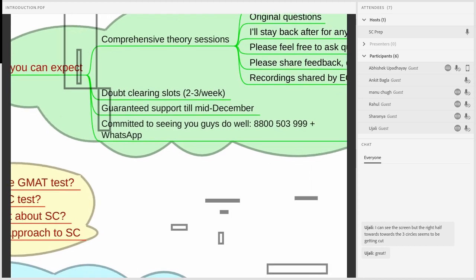Now, apart from the theory sessions, we will also set up regular doubt clearing slots. I'm fully aware that you will be practicing a lot of material on your own. Support will be there for you when it comes to material outside our theory sessions as well. All of this support for your doubts will continue till the end of December. I know that we are targeting 4 to 5 weeks for the theory sessions, so that we end in time for most of your GMAT dates. But just in case you need doubt clearing beyond that, this is committed from our side: we will be there till at least mid-December.